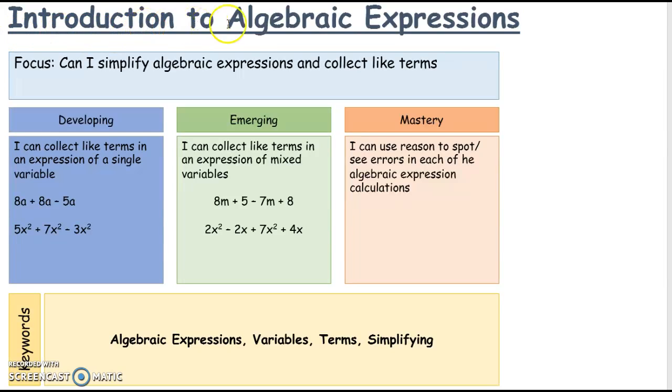This is an introduction to algebraic expressions. Today's focus is, can I simplify algebraic expressions and collect like terms? There are 3 strands, and each one goes up in difficulty. The first one talks about collecting like terms of a single variable. The second one talks about mixed variables, and the last one talks about reasoning.